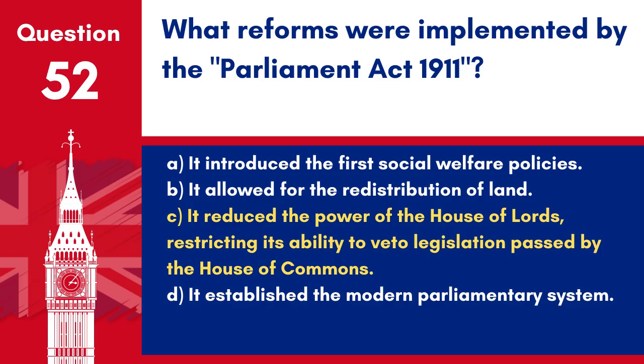Answer: C. It reduced the power of the House of Lords, restricting its ability to veto legislation passed by the House of Commons. The Parliament Act 1911 was a key step in the development of the UK's constitutional structure, addressing the balance of power between the two Houses of Parliament.